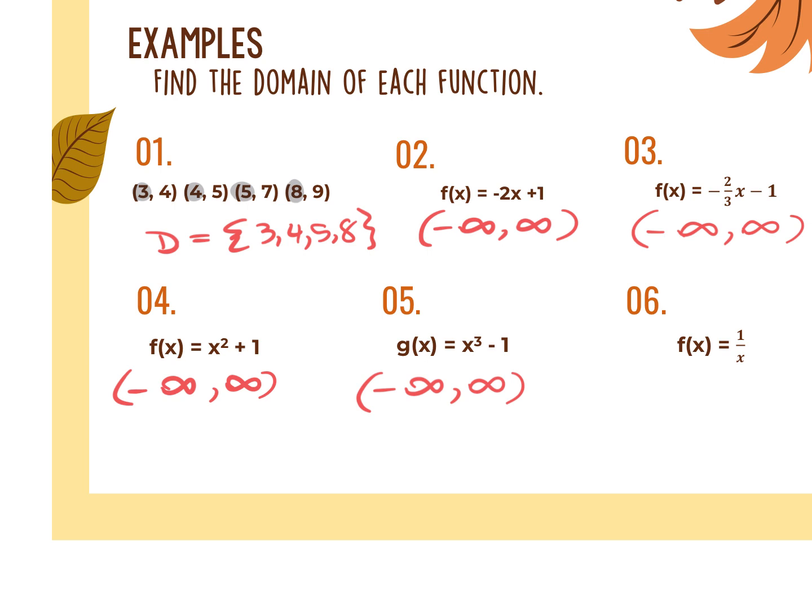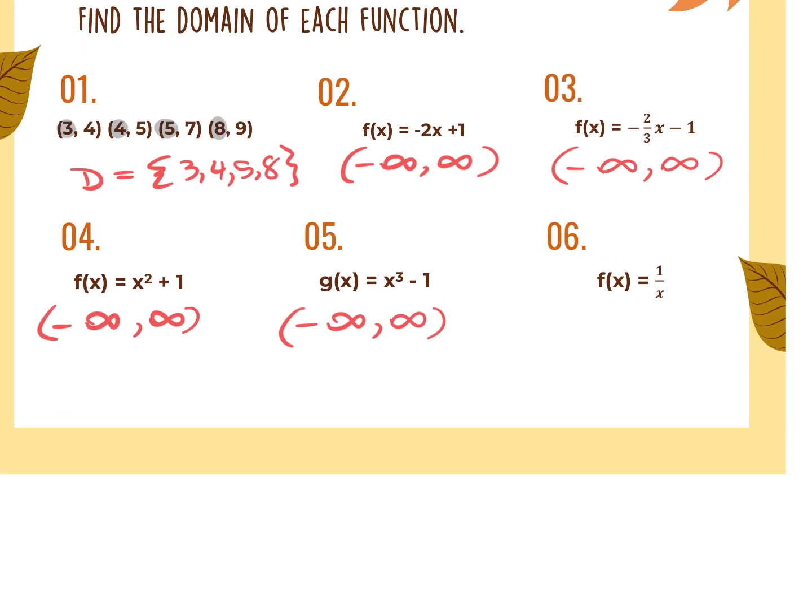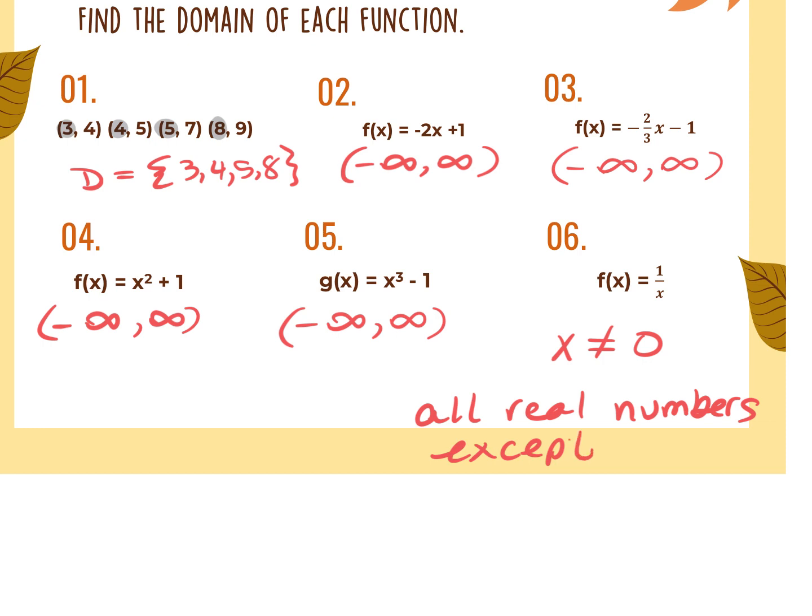Now the next one, here's our first exception. We have a variable in the bottom of our fraction. So remember, what we want to do is set the denominator not equal to 0. So this is what x cannot equal. So in words, it's all real numbers except when x equals 0. So x cannot equal 0.